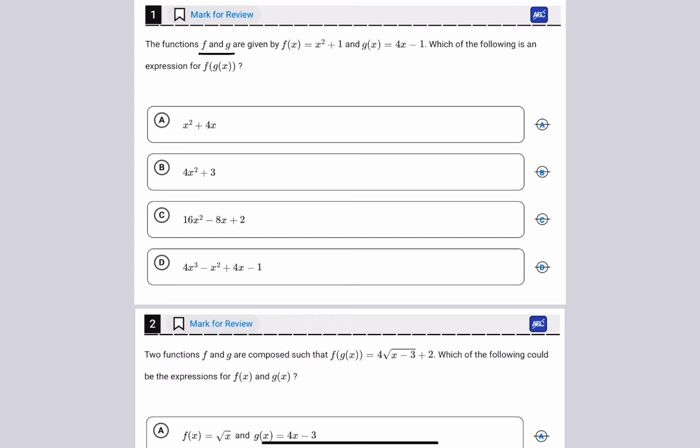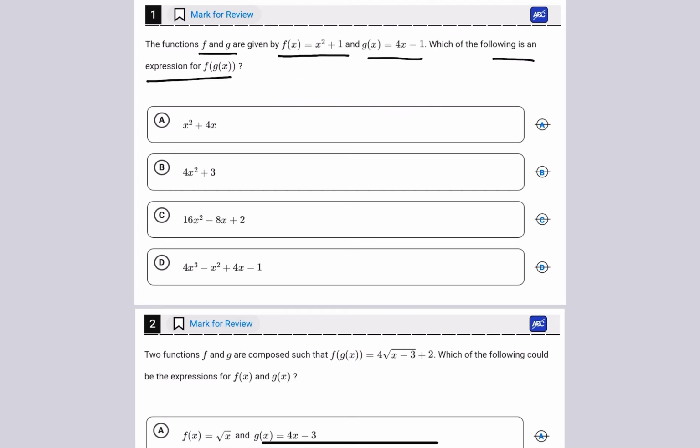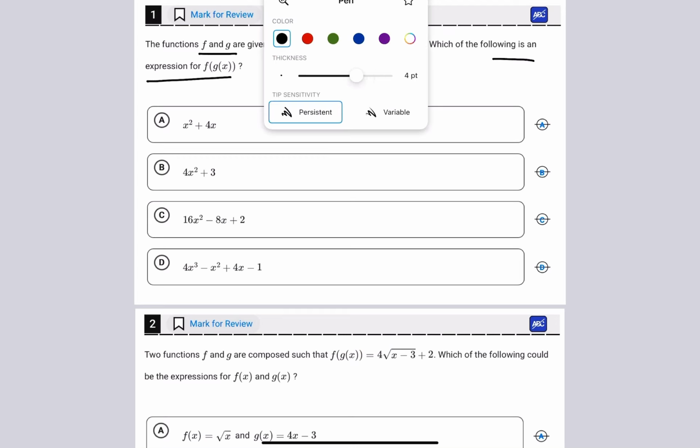The functions f and g are given by f of x equals x squared plus 1, g of x equals 4x minus 1. Which of the following is an expression for f of g of x? Now, we're simply just plugging in g of x into f of x. I know that f of x equals x squared plus 1, so let's say we want to search for f of 2. Well, f of 2 is simply just 2 squared plus 1, which equals 4 plus 1, which equals 5. In this case, we're not searching for f of 2.